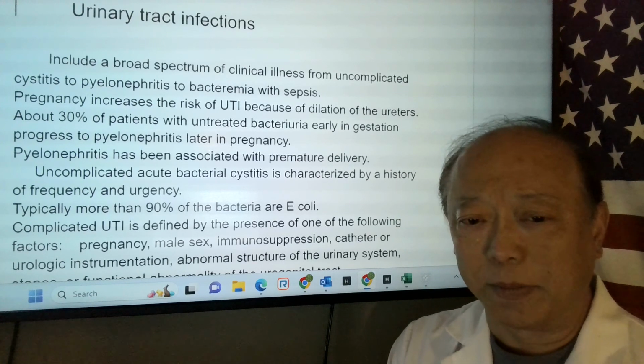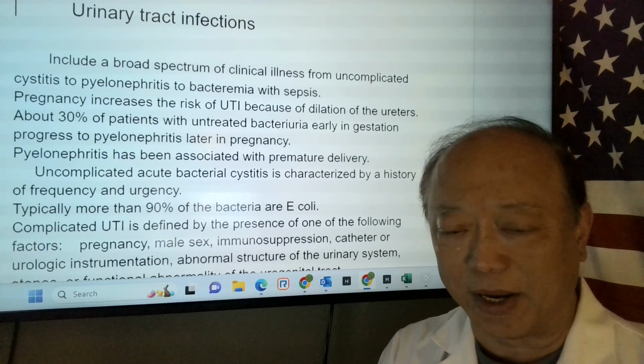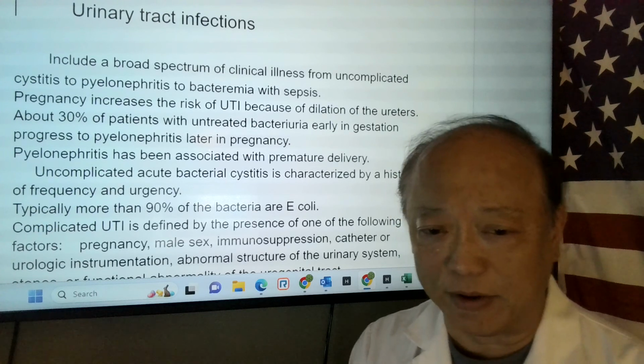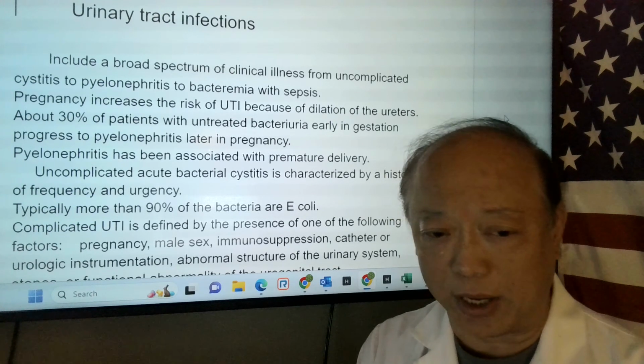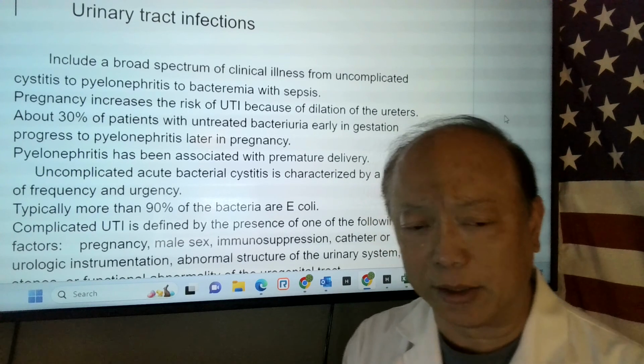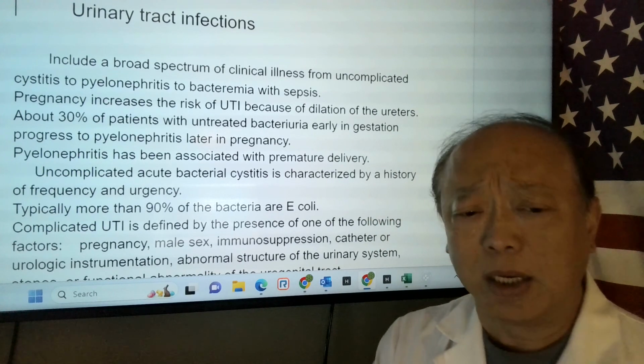Uncomplicated acute bacterial cystitis is characterized by a history of frequency and urgency. Typically, more than 90% of the bacteria are E. coli, the source, no doubt, from the colon and rectum.